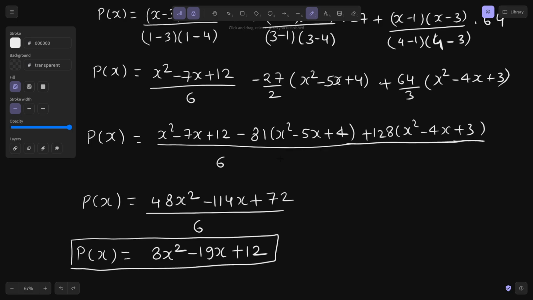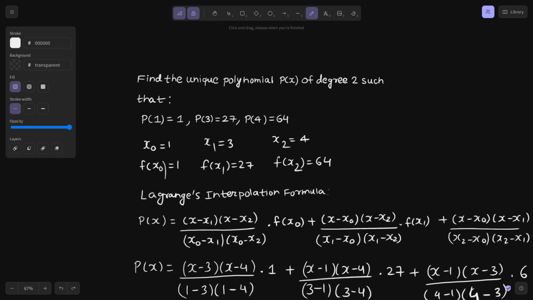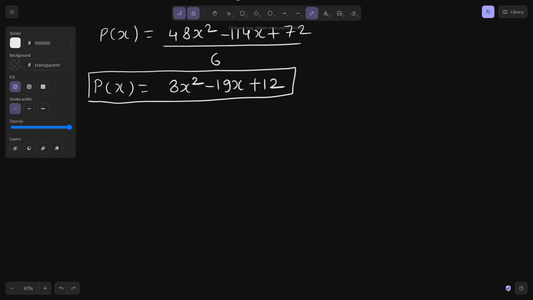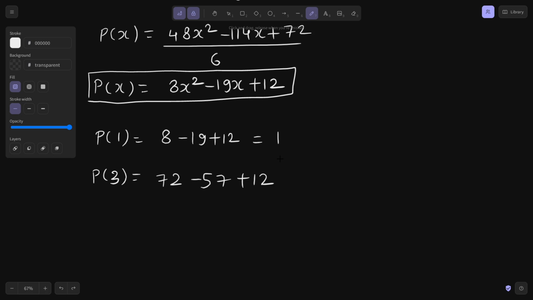Okay, so if you look at this polynomial and want to recheck it, then let's recheck. If you put 1, this is going to give you 8 minus 19 plus 12, which is 20 minus 19, which is 1. If you put 3, so 8 into 3 squared, that is 72 minus 57 plus 12. So this is 84 minus 57, this is 27.